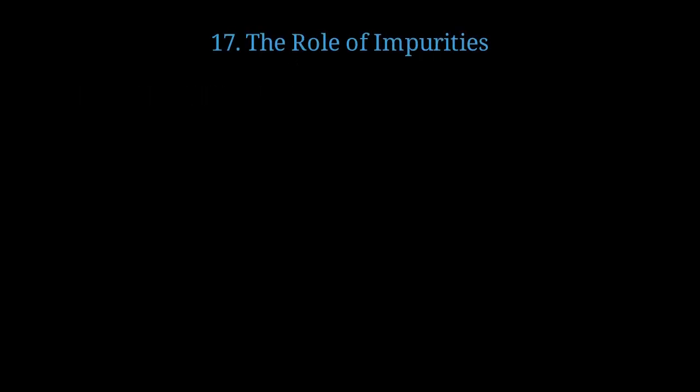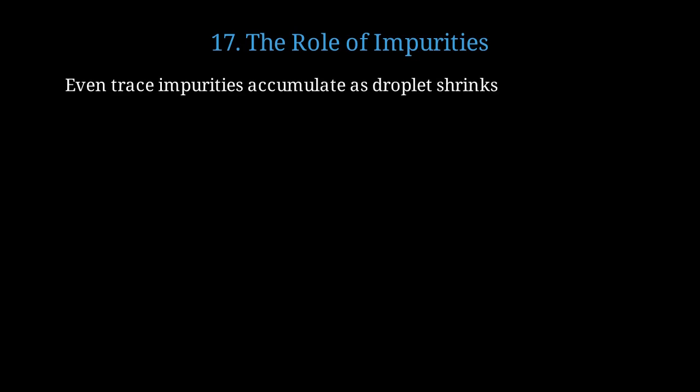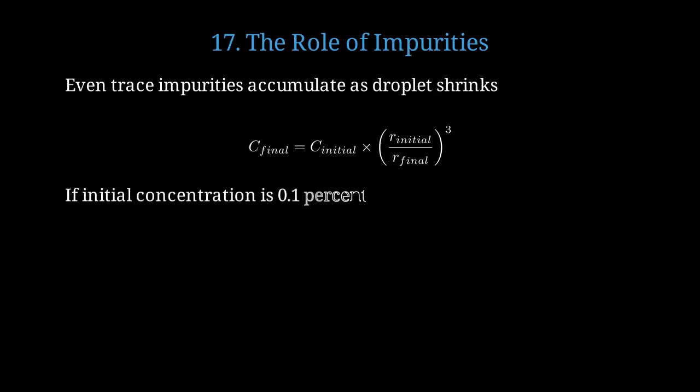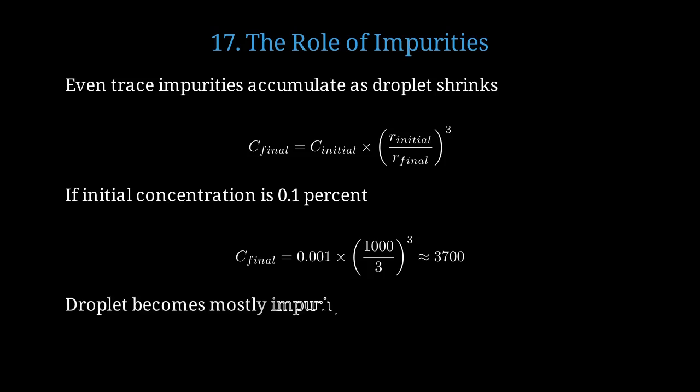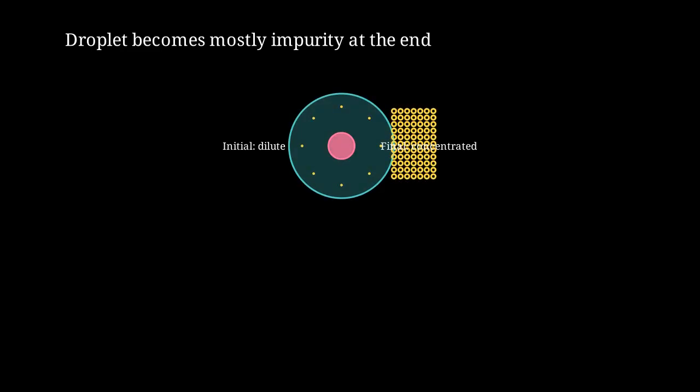Impurities play a crucial and often overlooked role in this paradox. As the droplet evaporates, even trace impurities become concentrated and eventually accumulate at the surface. Final concentration equals initial concentration times the ratio of initial to final radius cubed. If the initial impurity concentration is just 0.1%, when radius shrinks from 1,000 to 3 nanometers, concentration increases 37 million-fold to essentially pure impurity. The final nanodroplet essentially becomes a concentrated impurity droplet. Left shows few impurities in large droplet. Right shows concentrated impurities in final nanodroplet.